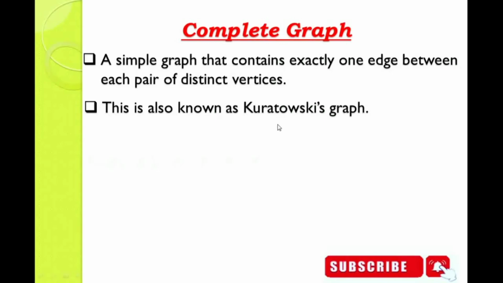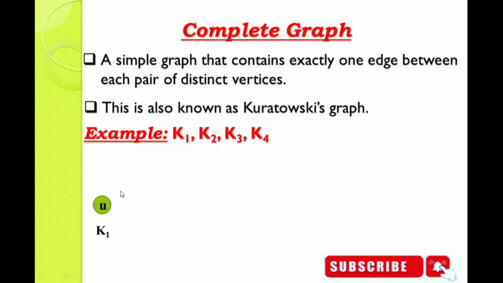So let us see complete graph examples. What is K1? K1 is one vertex. The general term is Kn, where n is the number of vertices, and here n value is 1. So we consider only one vertex, and we are unable to draw an edge. So K1 is only a single vertex.